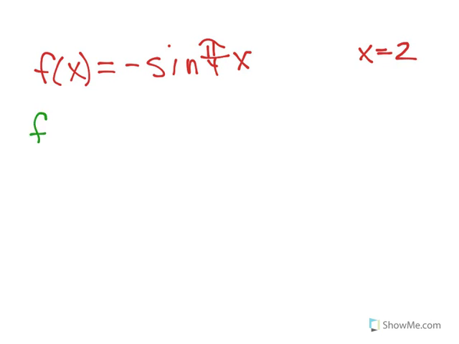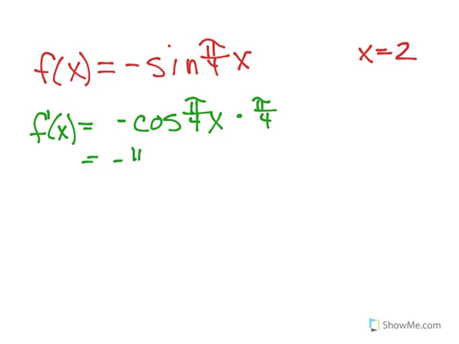f prime of x equals derivative of sine is cosine, so the derivative of negative sine is negative cosine, pi over 4x, times the derivative of the inside, which is pi over 4. So I'm going to rewrite that, negative pi over 4 cosine pi over 4x. And then we take the second derivative of that, f double prime of x.